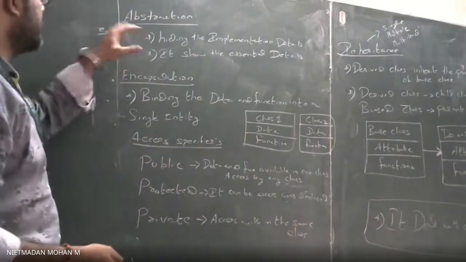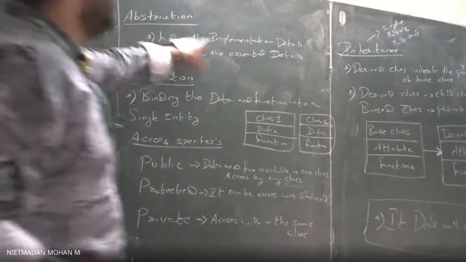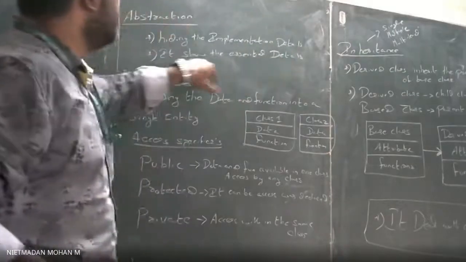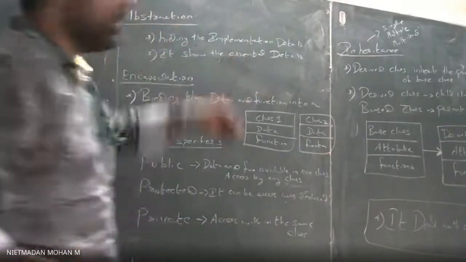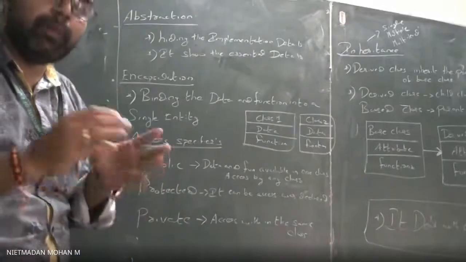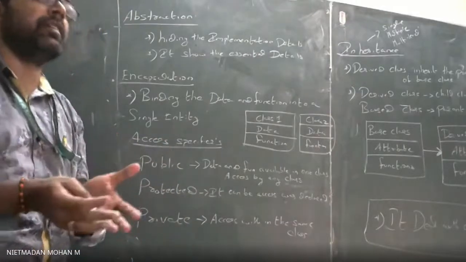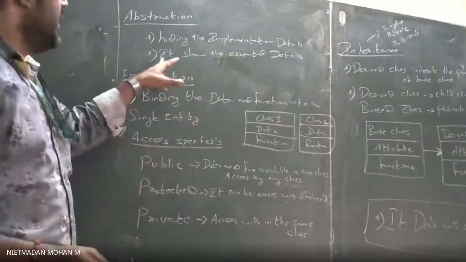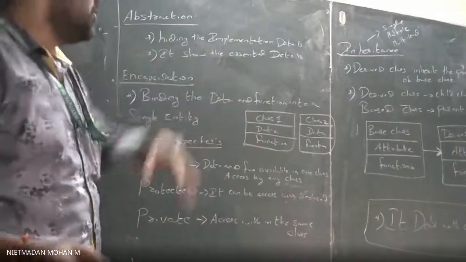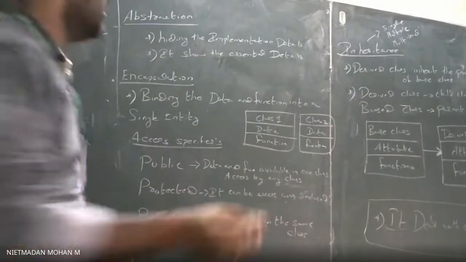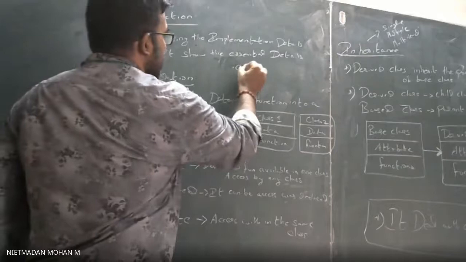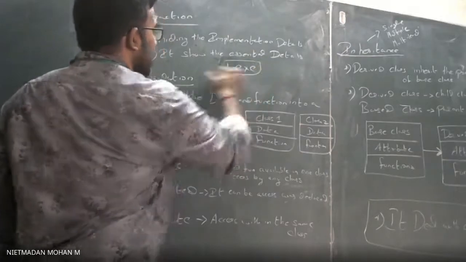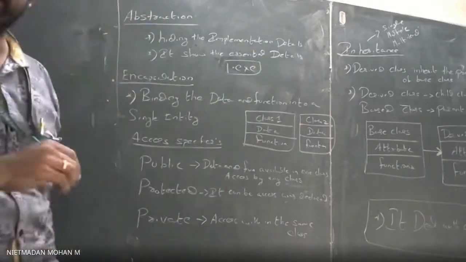So what is meant by abstraction? Hiding the implementation details, it shows the essential result. So it will hide the implementation detail. How the implementation details will be hidden by the program, and it will display the essential details. So I will give you a real-time example there. So what is meant by .exe?